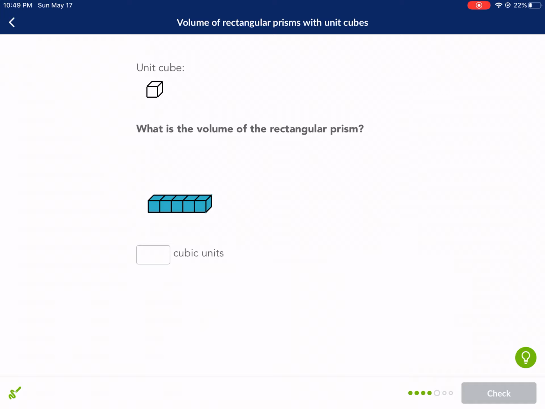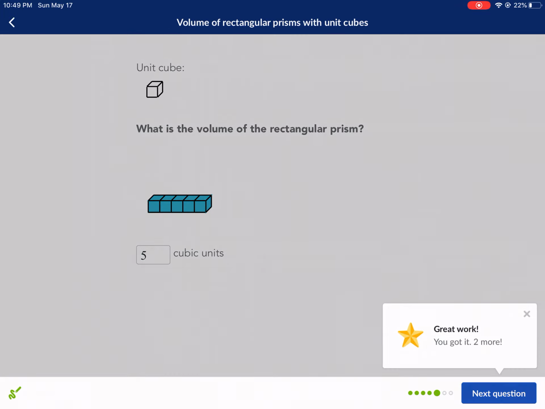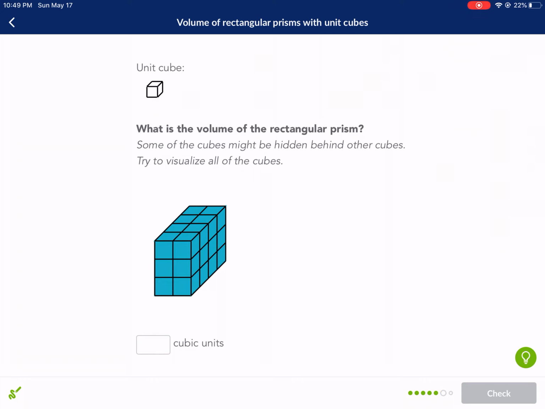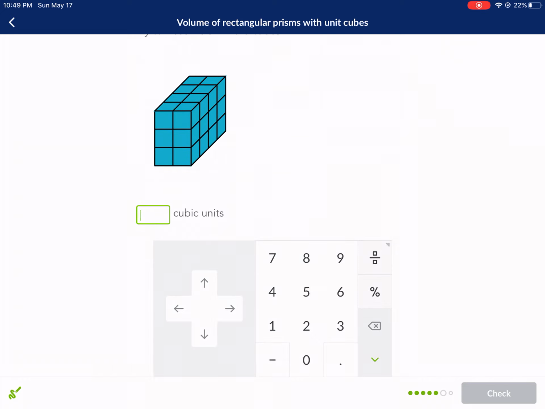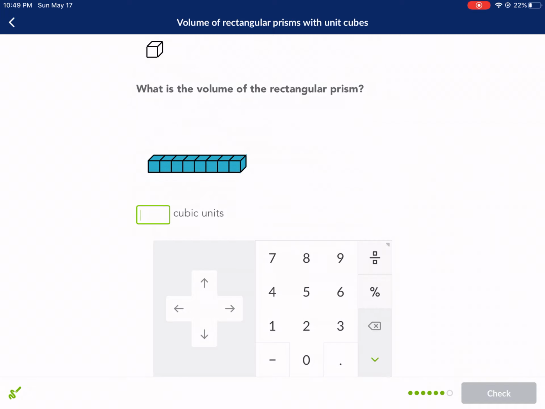Okay, next question. We're just going to count. Looks like 5. These are the gimmies. Okay, we have 2 by 4 by 3. Looks like that's another 24, just oriented differently than it was before. Okay, and then we just count this one, 8. So this is very basic.